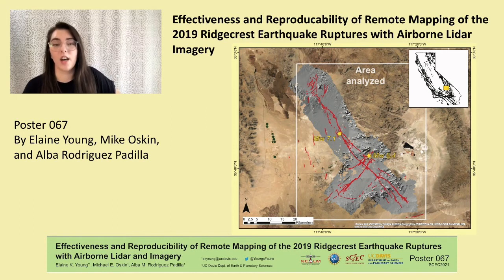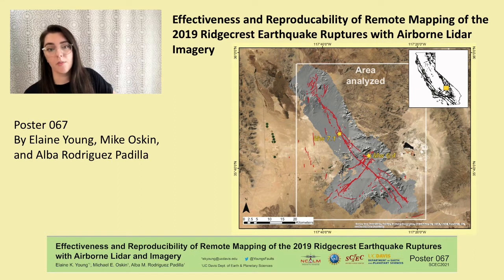So for this project, me and my co-authors, Mike Oskin and Alba Padilla, used post-earthquake Lidar to remotely map the surface ruptures for the 2019 Ridgecrest Earthquake sequence. And the goal of this project was to create these rupture maps that we could then use to assess the reproducibility of rupture mapping from exclusively a Lidar data set, and then also test the accuracy of those maps against rupture maps that were produced using a variety of remote data sets as well as field observations.